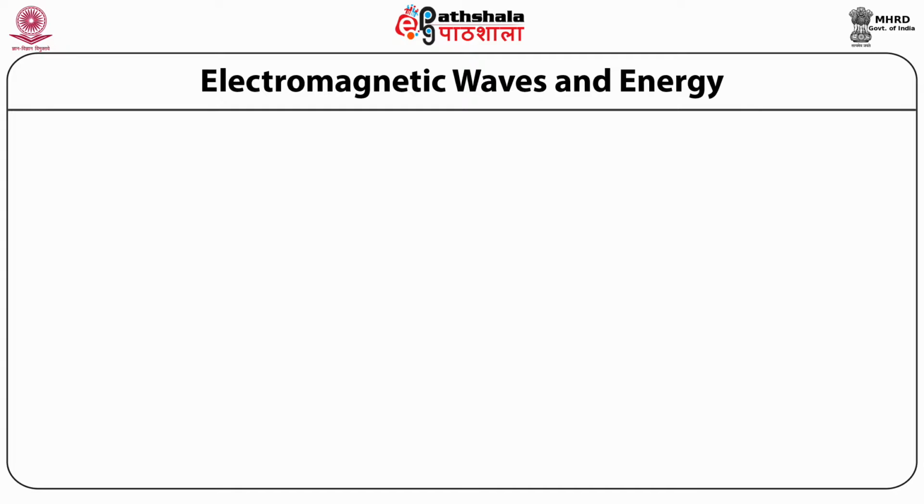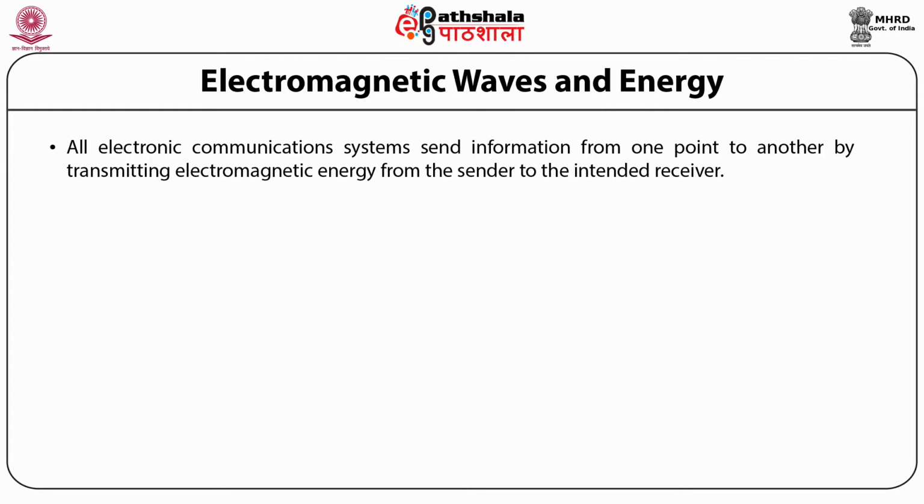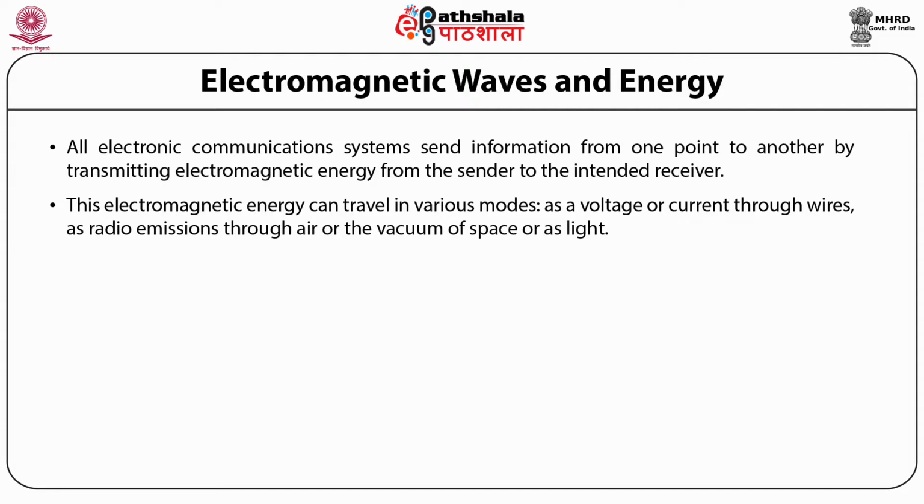Now let us discuss electromagnetic waves and energy. All electronic communication systems send information from one point to the other by transmitting electromagnetic energy from the sender to the intended receiver. This electromagnetic energy can travel in various modes: as a voltage or current through wires, as radio emissions through air or the vacuum of space, or as light.